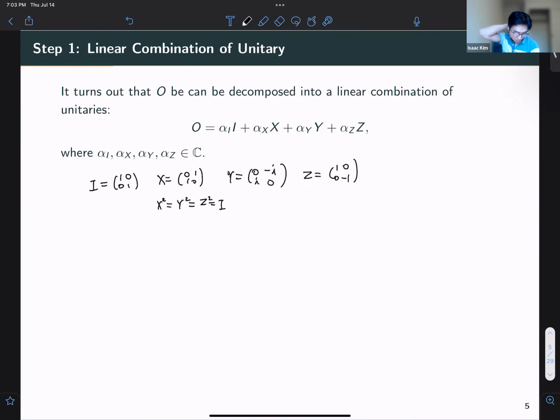And a 2x2 matrix is defined in terms of 4 parameters. Here you have 4 parameters: alpha I, alpha X, alpha Y, alpha Z. Moreover, I, X, Y, and Z in the space of bounded operators acting on a 2-dimensional Hilbert space form a complete set of orthonormal bases. So you can actually write down any 2x2 matrix as a linear combination of I, X, Y, and Z. So that's the first observation.